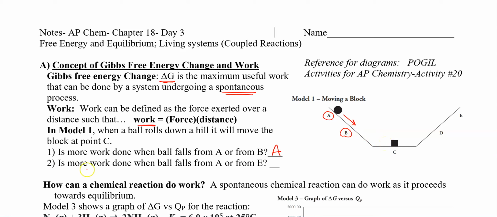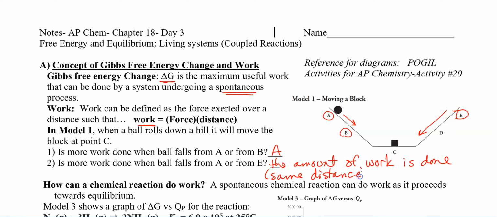How about number two? Is more work done when the ball falls from A or from E? So here now we're comparing A and E. From E, you're going to roll this way as well. Hopefully you said that the same amount of work will be done. And it's because why? It's traveling the same distance, right? It's leaving from the same height, right? Same distance. And so the same amount of work is going to be done.